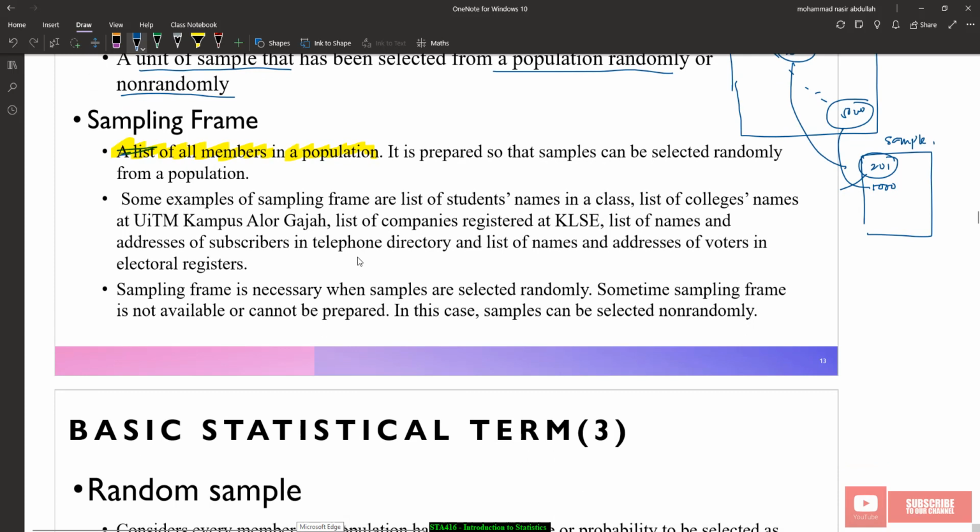So tengok dekat sini example. Examples of a sampling frame are a list of student names in a class, a list of college names in UiTM campus Alor Gajah, a list of companies registered at KLSE, a list of names and addresses subscribed to the telephone directory and so on lah. So it's a list of all members in the population. And not necessarily names lah. Dia mesti ada all the related information yang kita boleh contact balik the sampling unit yang kita nak select tu.